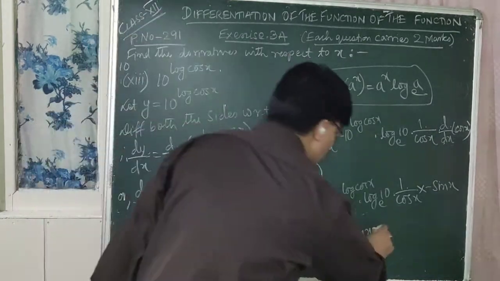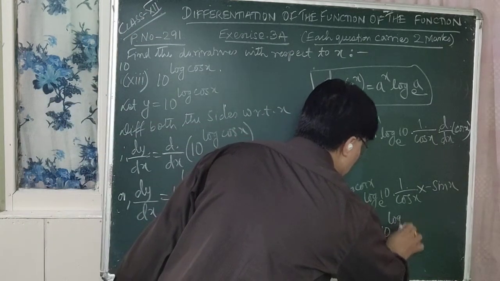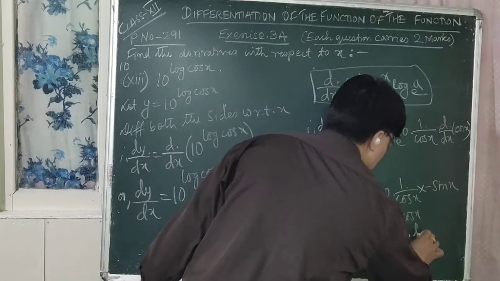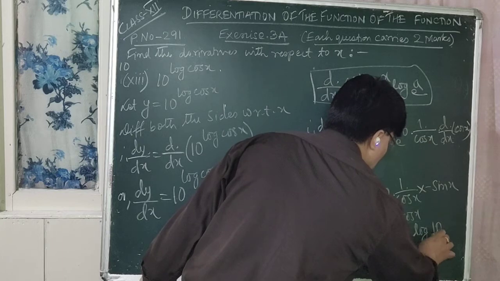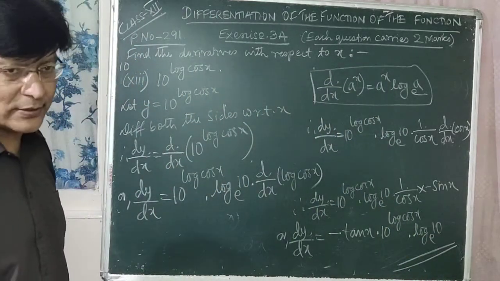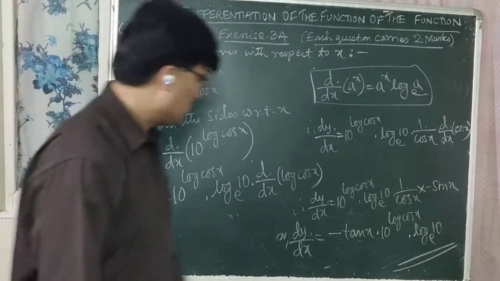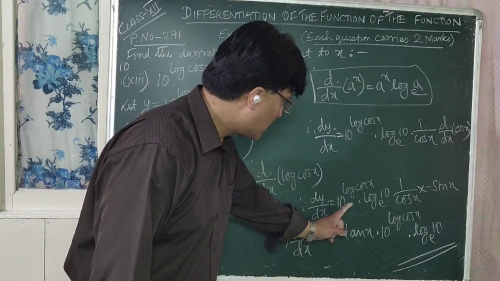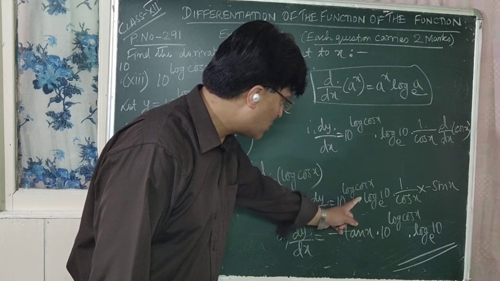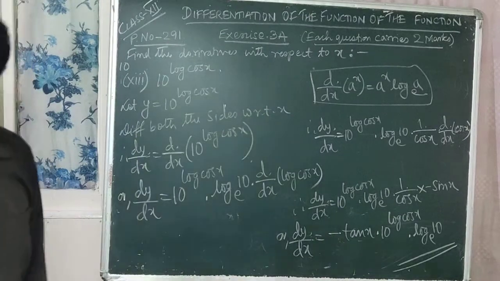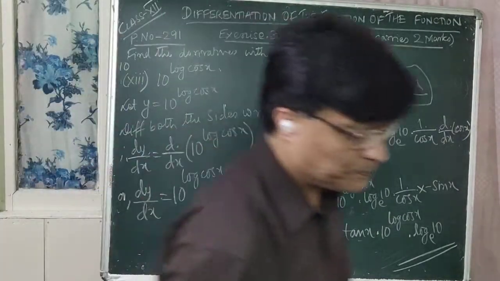Minus tan x into 10 to the power log cos x into log 10 base e. So this is the final answer. Is that understood? So dy by dx is equal to minus tan x, then 10 to the power log cos x into log 10 base e. So this is the final answer. So we'll do the next question now.